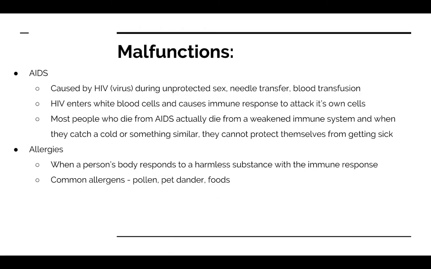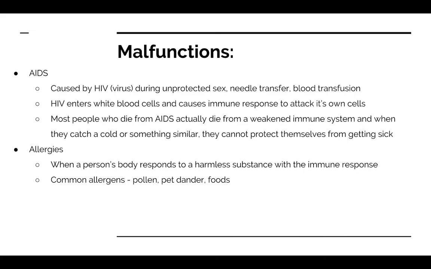Malfunctions. There's 2 malfunctions that we should be aware of. The first is AIDS. This is caused by the HIV virus during unprotected sex, needle transfer, or a blood transfusion. HIV enters white blood cells and causes the immune response basically to attack its own cells. Most people that die from AIDS don't die because they have AIDS. They die actually because their immune system is so weak that even if they catch a cold or something really simple, their body is not able to fight it and breaks down.